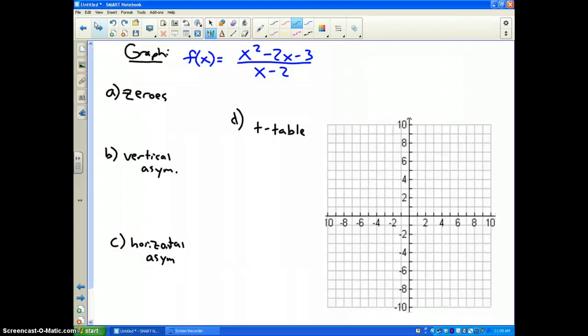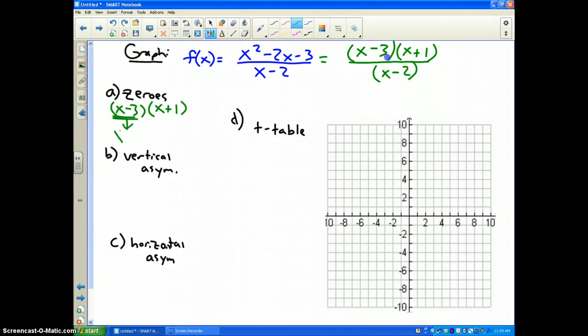All right, x squared minus 2x minus 3 over x minus 2. Let's make sure it's in reduced form and factor it. The top would factor into x minus 3 and x plus 1, and the denominator is x minus 2. Good, it's already in reduced form. The zeros are where the numerator is equal to 0. Well, this piece right here, x equals 3 would be the first zero, and this piece right here, x equals negative 1, will be the second zero.